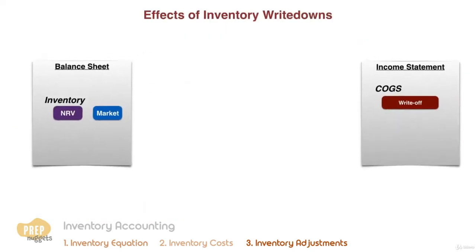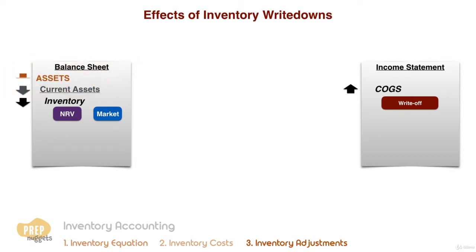A write-down of inventory to NRV or market affects the financial statements and ratios in several ways. As inventory is part of current assets, an inventory write-down decreases both current and total assets in the balance sheet. Equity is decreased due to the reduction in retained earnings. In the income statement, the increase in cost of goods sold as a result of the write-down decreases the gross profit, operating profit, and net income.